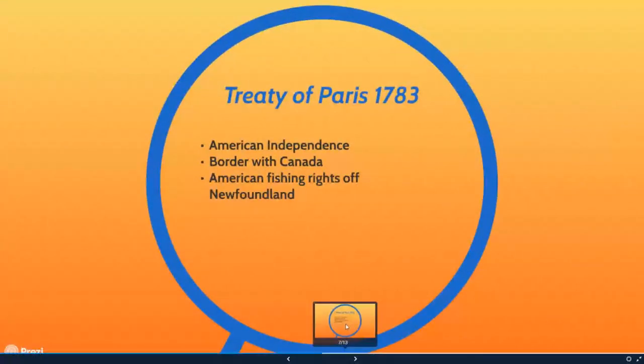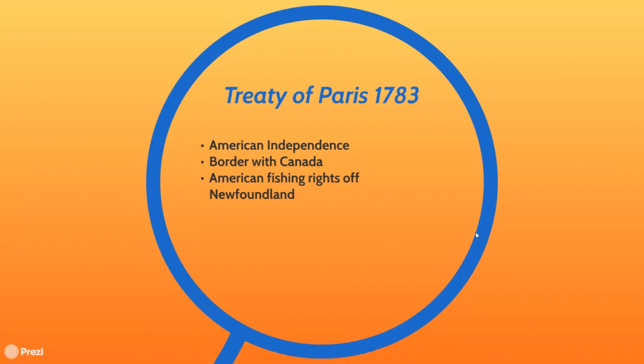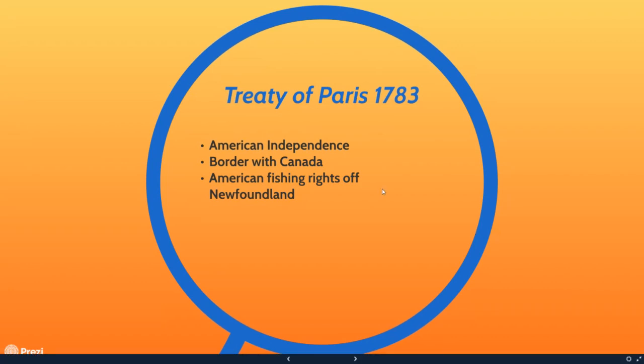And the Treaty of Paris, they begin negotiations with that in France. The British send delegates over there. The American Continentals send delegates over there. Benjamin Franklin being one of them. John Adams, Thomas Jefferson, and they come up with the Treaty of Paris of 1783.